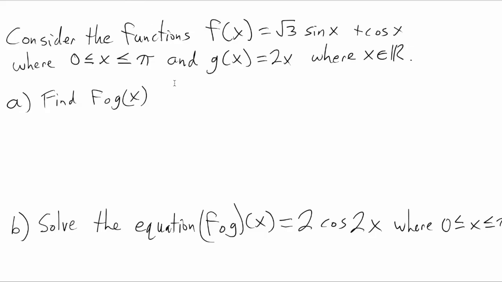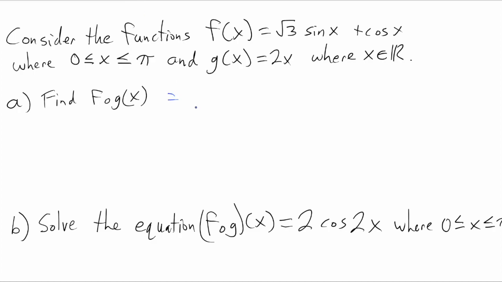Okay, next we have a trig question. So let's look at this question. Consider the functions f of x equals this, where x is between 0 and pi, and g of x equals 2x, where x is any real number. Find f of g of x.